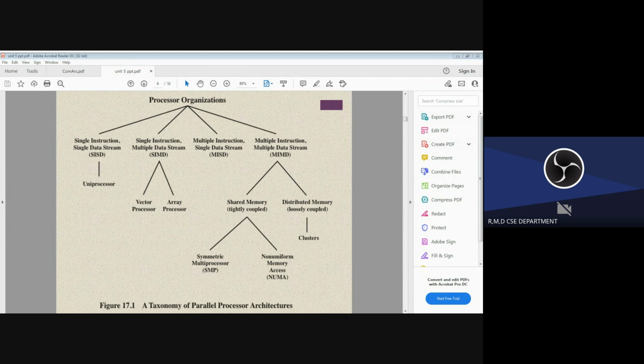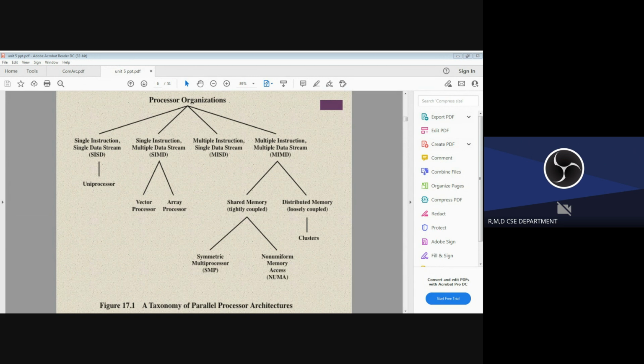Today we are going to discuss parallel processor organization. It is otherwise called Flynn's classification. Based on the instruction stream and the data stream, it has been classified into four types. The first one is called SISD, the second one is called SIMD, then MISD, and then MIMD.